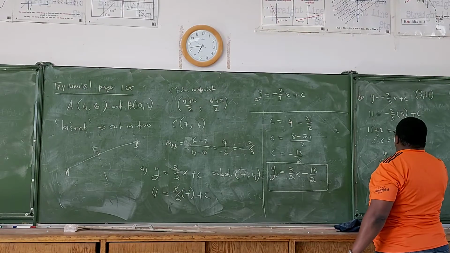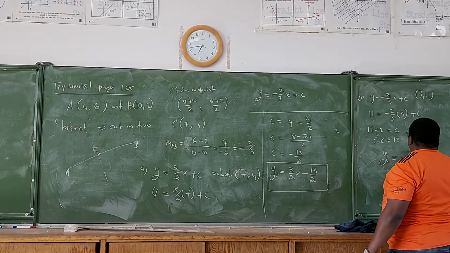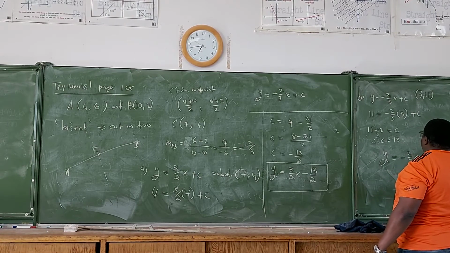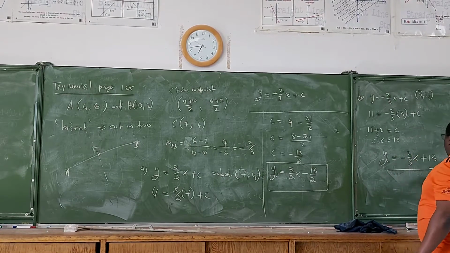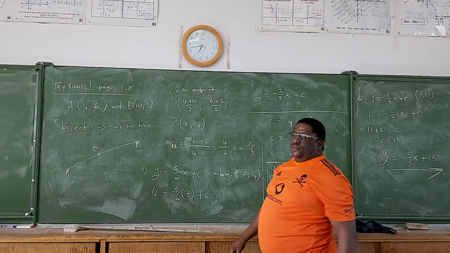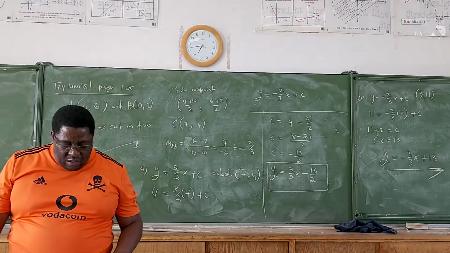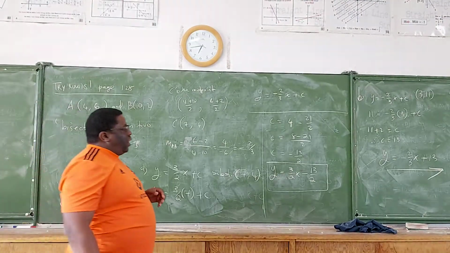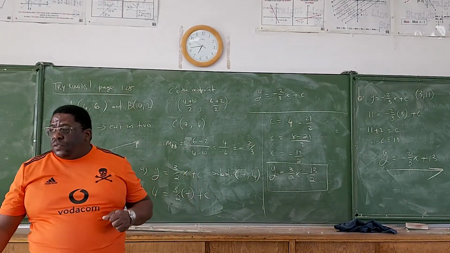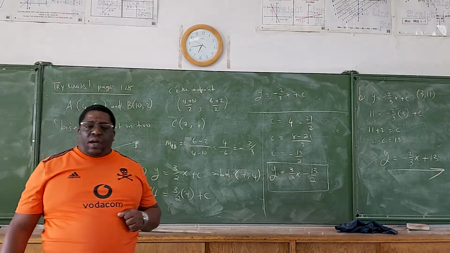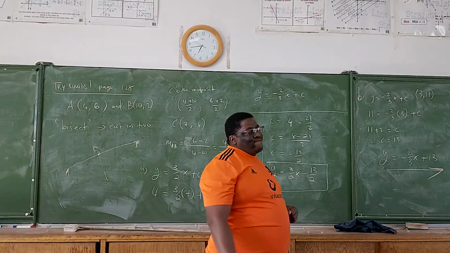So the equation would be y equals to minus 2 upon 3x plus 13. I don't have to show that visually. But they are asking for the coordinate. Okay, my bad. They are asking for what? The coordinate of C. How would you find the coordinate of C?